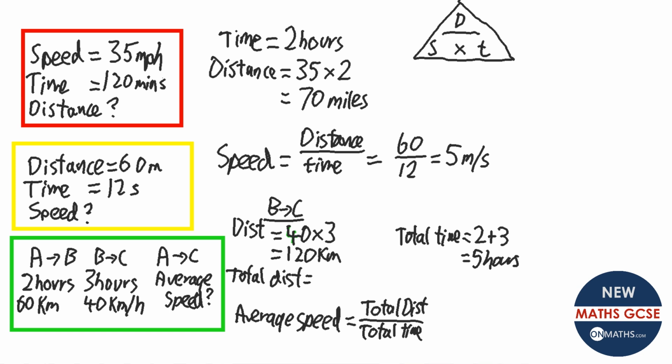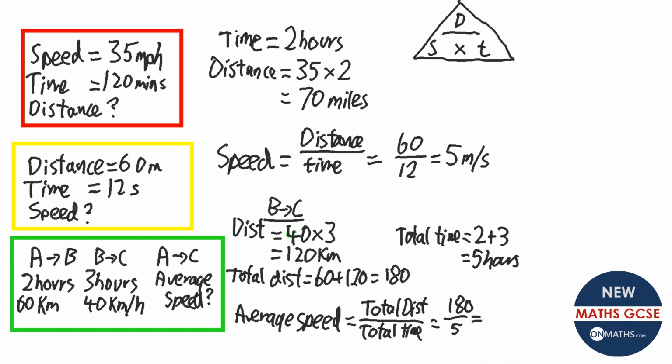Which is going to be the 60 kilometres from A to B plus the 120 we've just calculated. That's going to be 180. Okay, so we've got 180, which is the distance, divided by the total time, which is 5. Okay, so how many 5s are there in 100? There are 20. How many 5s are there in 80? How many 5s are there in 50? There's 10, so that's going to be 30 so far. And how many remaining 30?